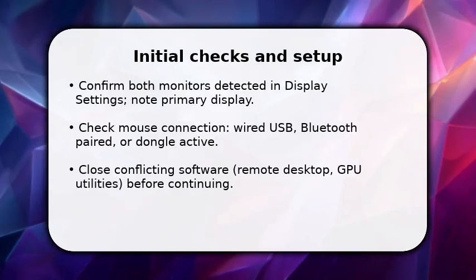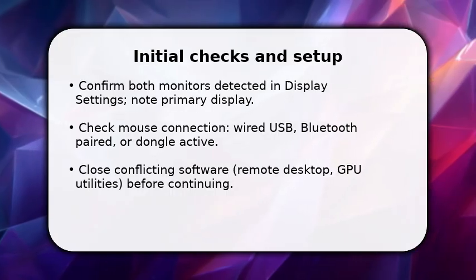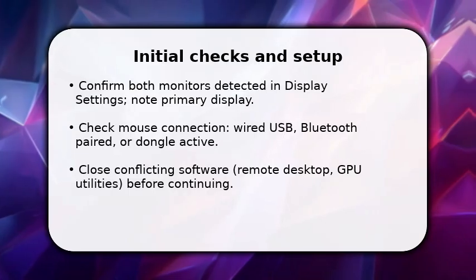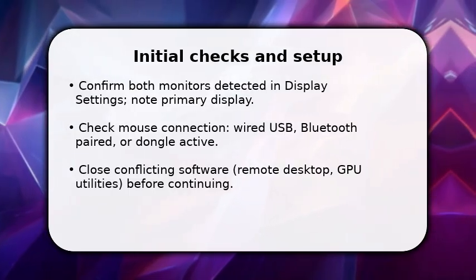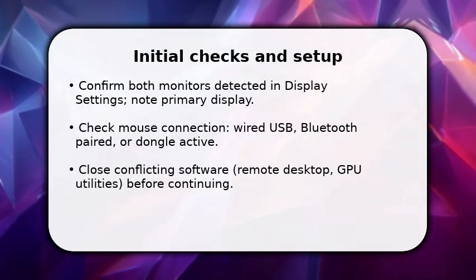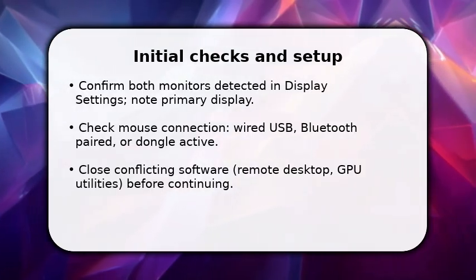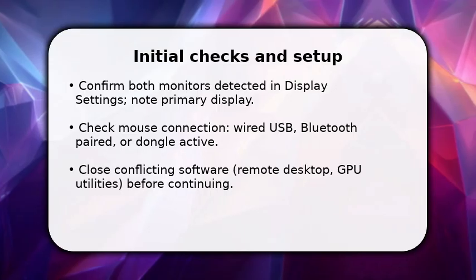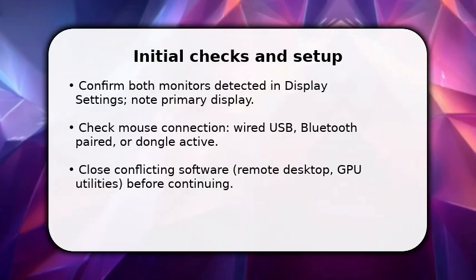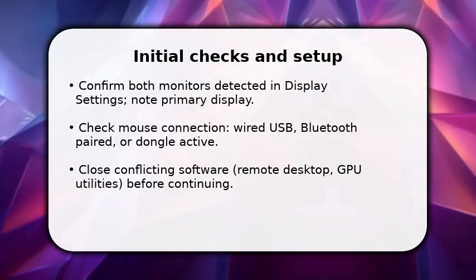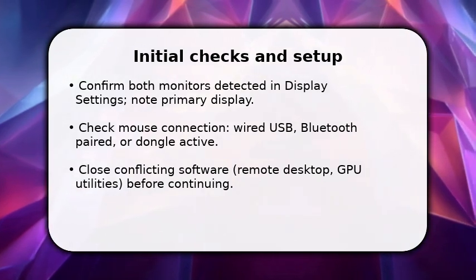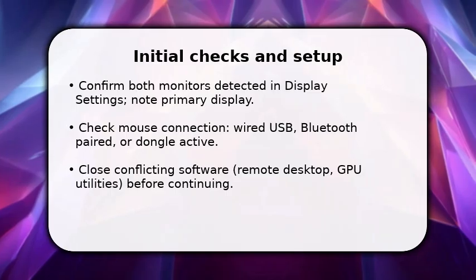You begin by verifying displays and mouse connectivity. Open display settings, confirm both screens show, and set the correct primary display. Once done, check the mouse link, wired directly, Bluetooth paired, or using a USB receiver, and remove any temporary extenders. Make sure to close applications that override input or cursor behavior, such as remote desktop tools or GPU overlay utilities. This clears common interference and prepares the system for precise configuration changes in the next step.